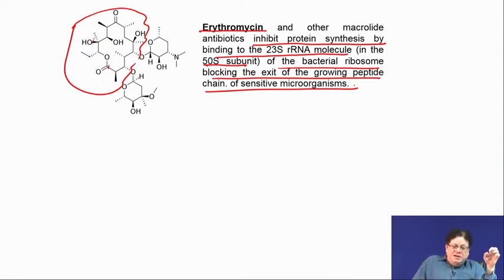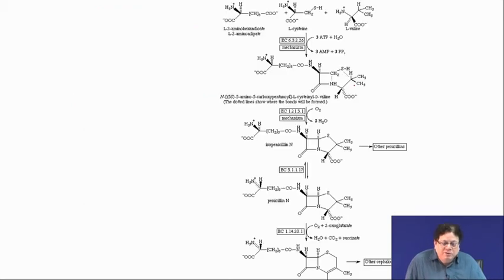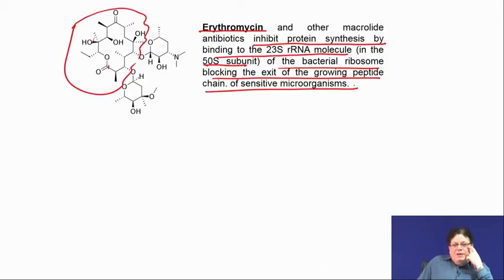Tetracycline binds to the A site, then chloramphenicol binds in between the A and the P site, and erythromycin blocks the exit of the growing peptide chain. So, these are the three important ones, and this is how they work. There are still some more antibiotics, but I think we can go to our next topic.